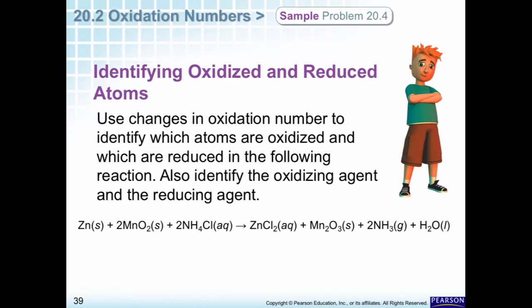Okay, this is a more complicated situation. We have 3 reactants and we have 4 products. But the thing to worry about is really what's changing. Some of these things will change. So usually there's only 2 things. Something is becoming oxidized and something is actually becoming reduced.